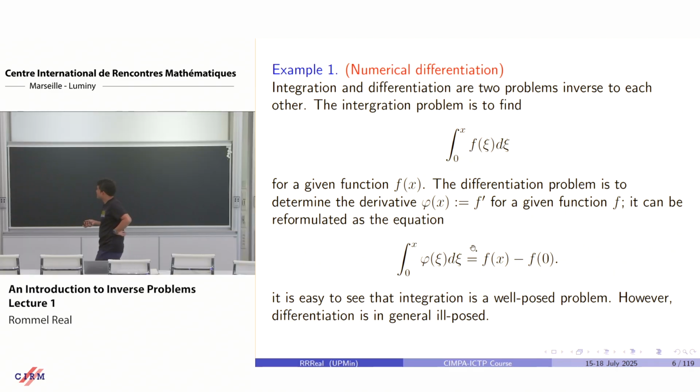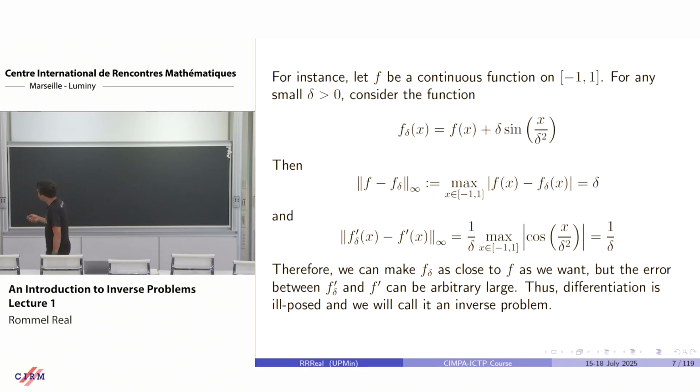Here's a classic example of an inverse and direct problem, which is something you know from calculus: integration and differentiation. We know integration is the inverse of differentiation, and vice versa. For the integration problem, given a function f, you need to find its integral. The differentiation problem is to find the derivative, denoted by phi, such that phi equals f prime, the derivative of f, for the given function f. By the fundamental theorem of calculus, we can formulate this equation in this way. Now, we will see that integration is a well-posed problem. However, differentiation in general is ill-posed. Let me just breeze through this example.